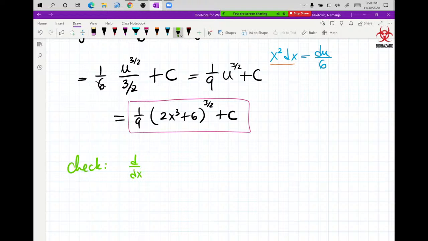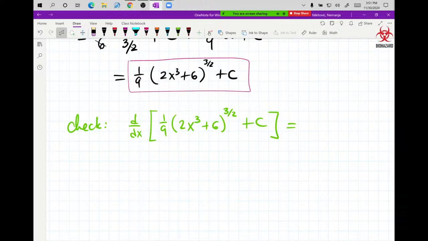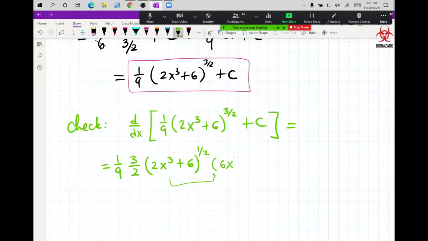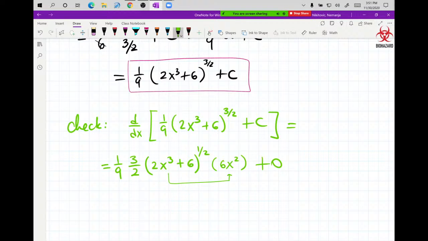So we go and take the derivative of this mess, and we just want to check, because we can. 1 over 9 times (2x cubed plus 6) to the 3/2 plus c. Now, you don't actually have to write this plus c, because the derivative of that is 0 and just goes away, but whatever. So 1 over 9, then drop 3/2, and that's 2x cubed plus 6, and then that becomes 1/2, because it's minus 1. And then the derivative of the inside, which is the chain rule, which is 6x squared, and then plus 0 for the c. That's the chain rule kicking in.